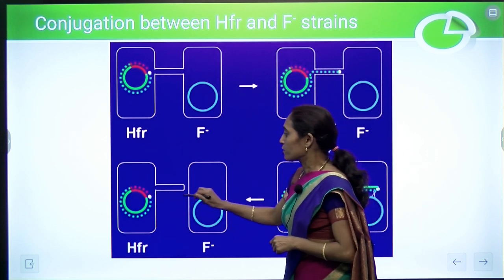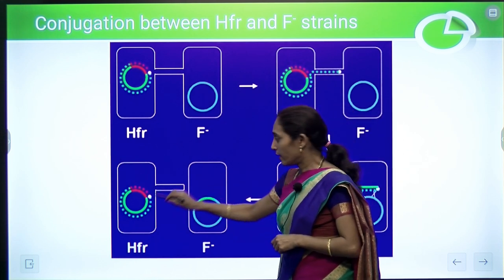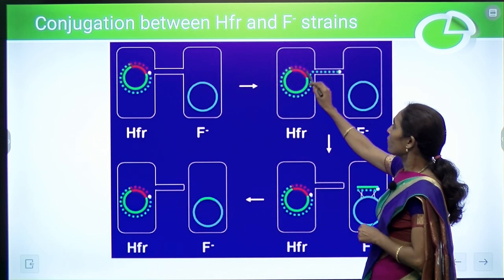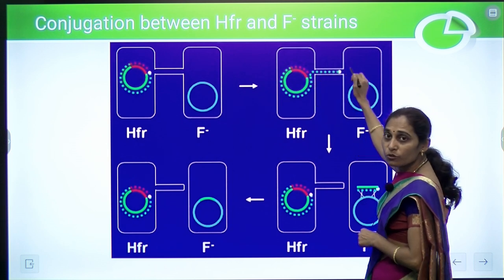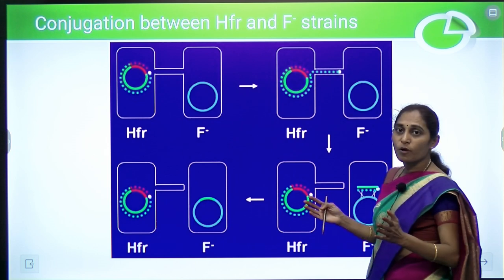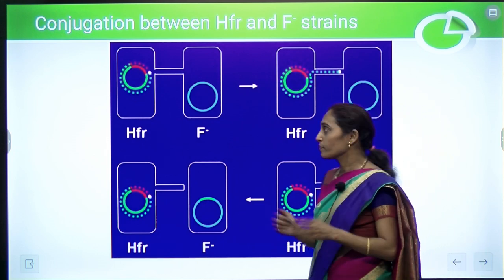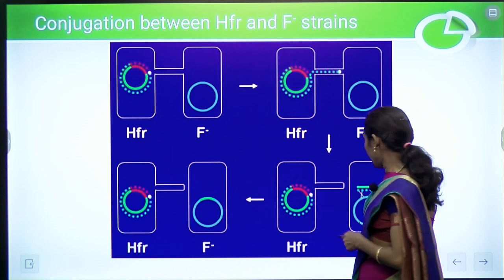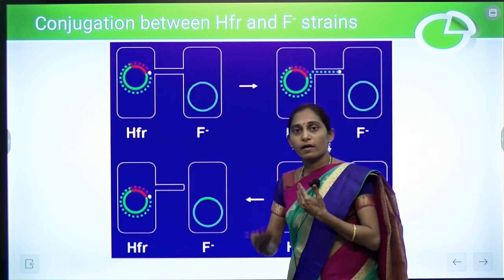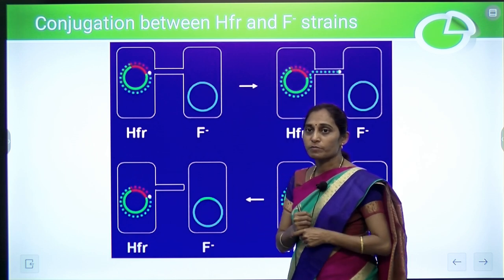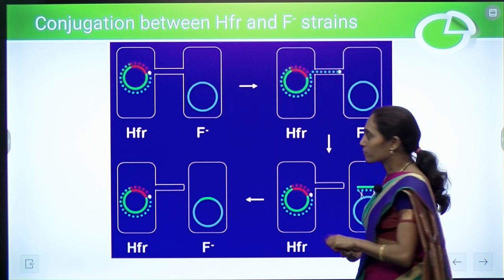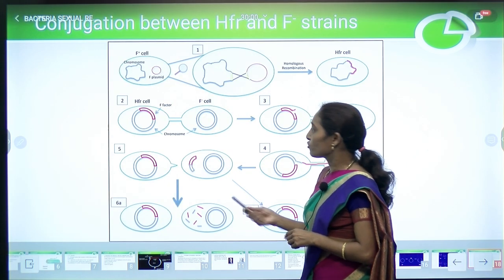Here is the establishment of the Hfr and F minus conjugation tube, and then passing of one of the strands into the recipient cell. After completion of the process, both the conjugates separate from each other. Now, Hfr will donate some of the F plasmid, but it never transfers the entire F plasmid to the F minus.